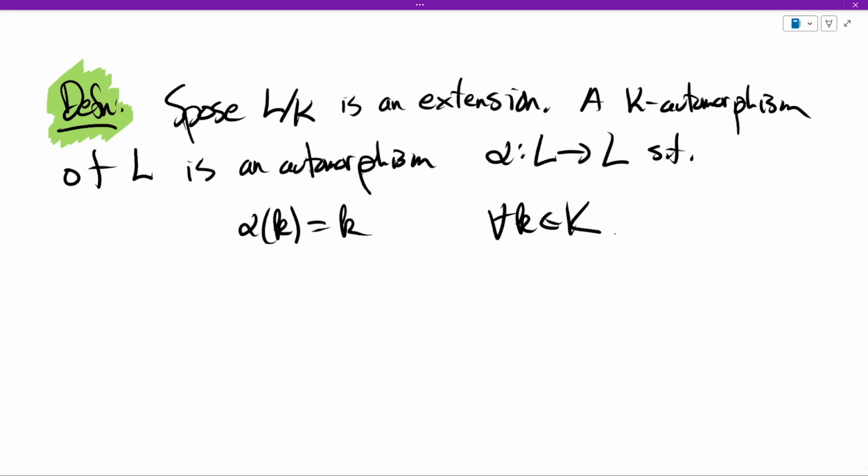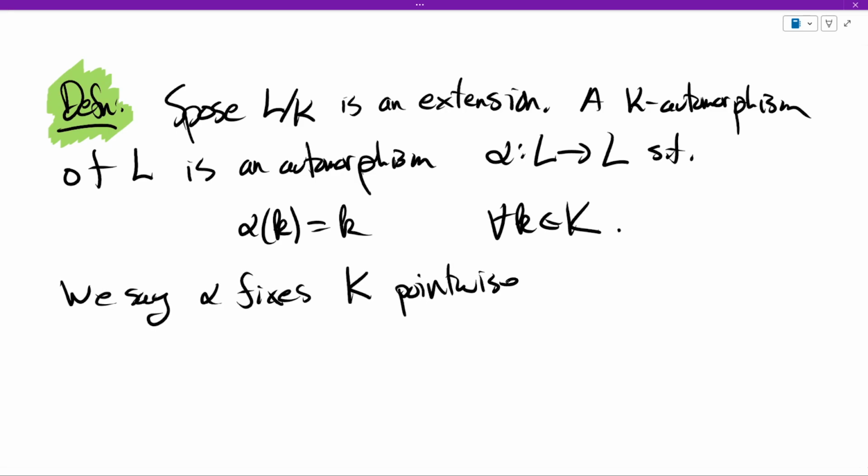So what this is saying is alpha may do some wild things to L, but K is a subset of L, right? So although it might do some stuff to L, it's the identity on K. Okay? So we say that alpha fixes capital K pointwise is the language we use here.